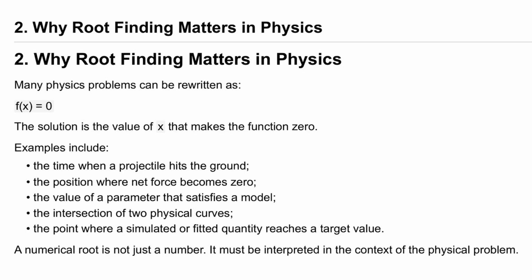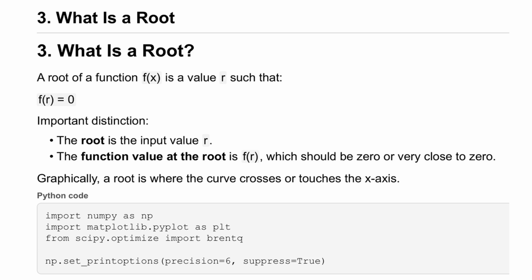Brent methods. Root finding is a cornerstone of computational physics because many laws can be expressed as a function equal to zero. Whether you are finding when a projectile hits the ground or where net forces balance out, you are solving a root-finding problem. Mathematically, a root is simply an input value, r, that makes the function f of r equal to 0. Visually, this is the point where the function's curve either crosses or touches the x-axis.